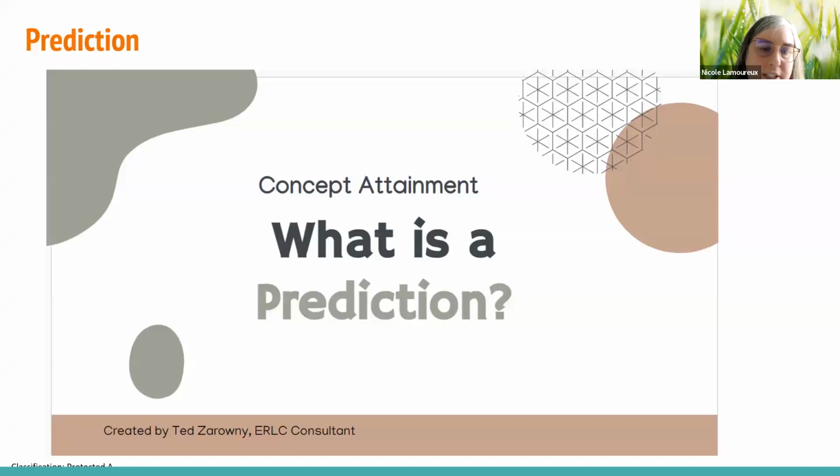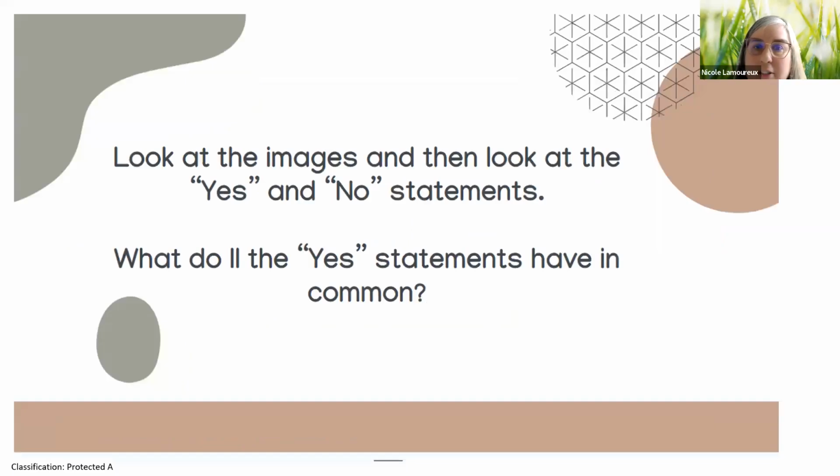So my colleague Ted Zeroni had developed these concept attainment cards called What is a Prediction? Some of you who've worked with Chris and Ted would have access. I have put these into all of the grade level folders. These would be a great review. So we're going to just walk through 2 or 3 examples, and then you'll know kind of what to do with them.